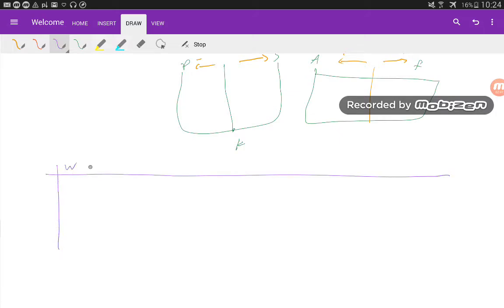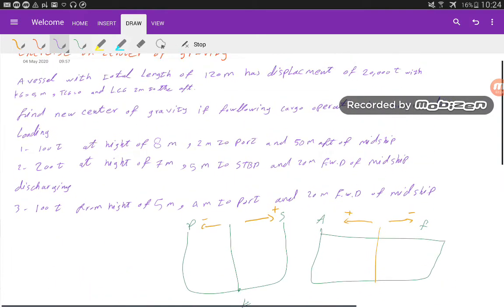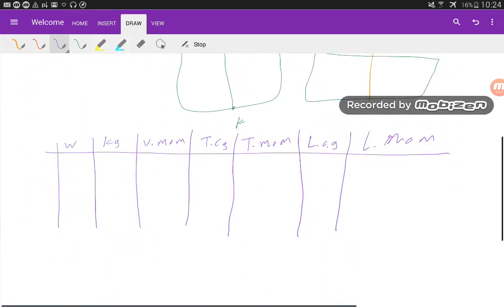The first column is weight. The next one is KG, then vertical moment. Next one is transversal center of gravity. Next one is transversal moment. Next one is longitudinal center of gravity. And the next one is longitudinal moment. Now we are going to bring in the information that we have for calculating.